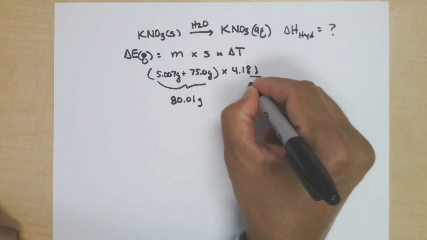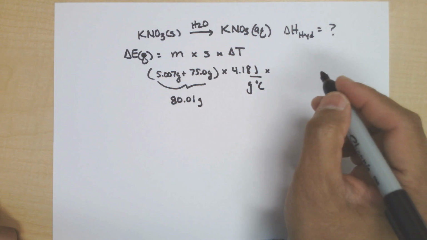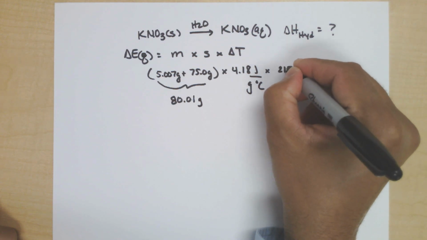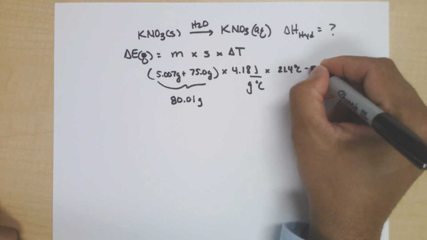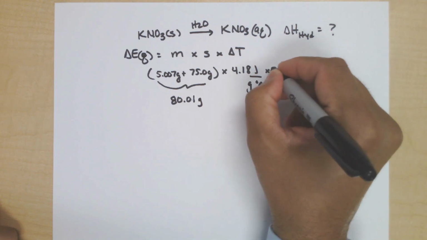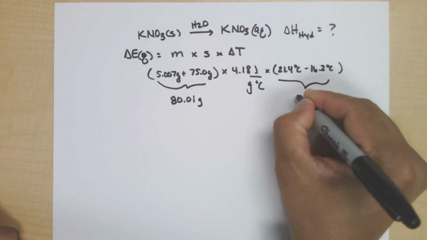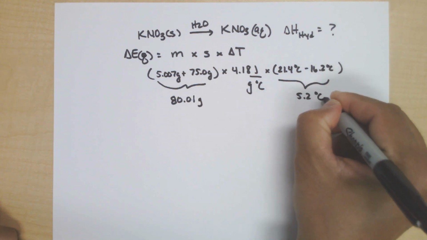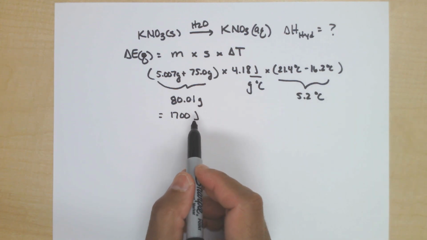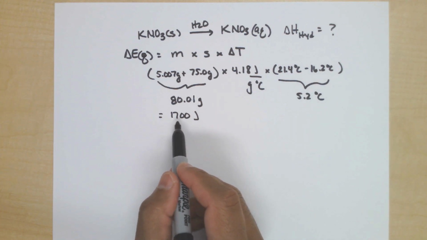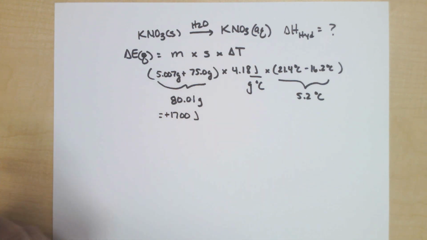I'll use the specific heat of water. And the change in temperature is just the difference between 21.4 Celsius and 16.2 degrees Celsius. This difference right here is 5.2 degrees Celsius. We're limited to two significant figures here, so our heat is 1700 joules, and this is a positive.